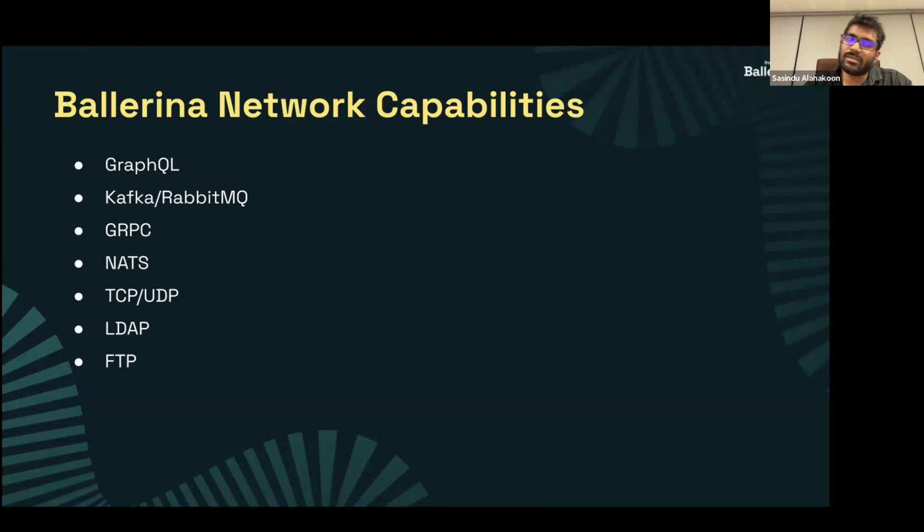So Ballerina supports GraphQL, Kafka, RabbitMQ, gRPC, NATS, TCP, UDP, LDAP, FTP, SFTP, various protocols in a very simple manner. With two or three lines, you can do anything in these modules. Just check our resources, Ballerina by examples, and you will understand. In future, if you have to work with gRPC or something like that for your React application or some kind of microservice system, Ballerina is the simplest and most efficient solution for that.